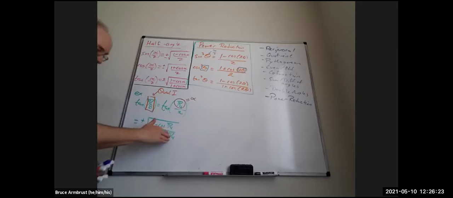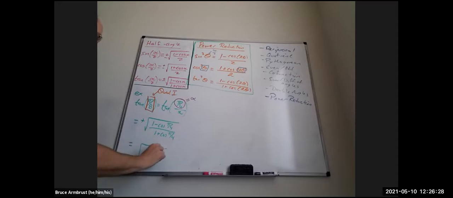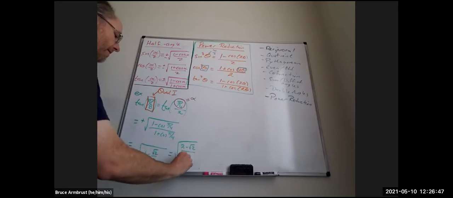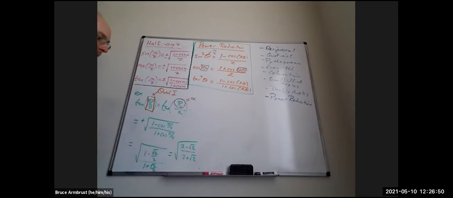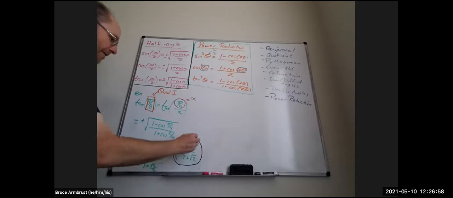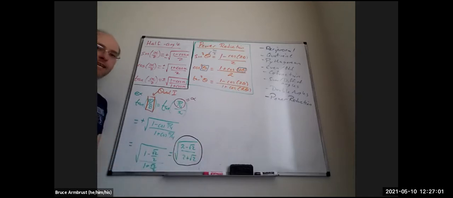All right, so now let's put in our cosine of pi over 4. The cosine of pi over 4 is root 2 over 2. So we get the square root of 1 minus root 2 over 2 divided by 1 plus root 2 over 2. And I am going to simplify that just a little bit, and we'll go ahead and leave it like this. This is a fun way to see that answer. That right there, folks, is the exact value of tangent of pi over 8.